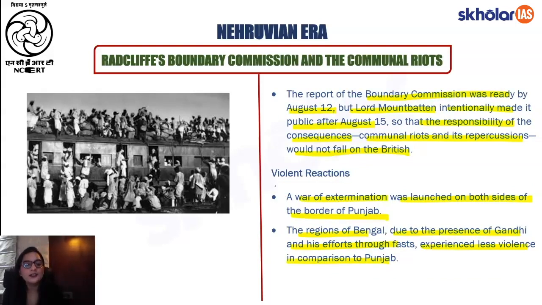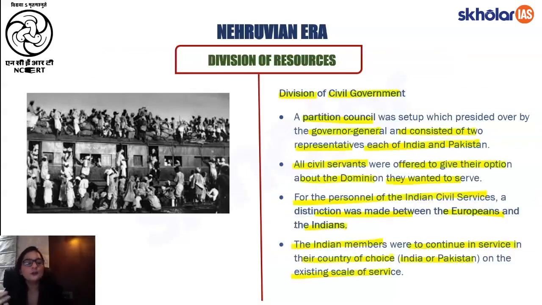And as a result of this, violent reactions started to happen once the results of the boundary commission were announced, particularly in Punjab and also in Bengal to some extent. However, in Bengal, it was not very violent, because Gandhi was there and he tried to prevent the situation.